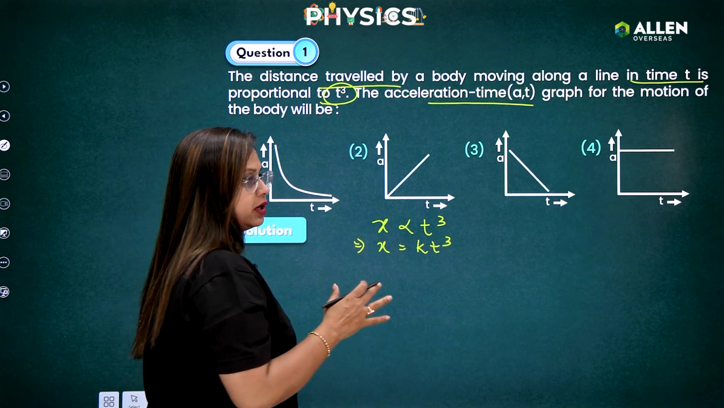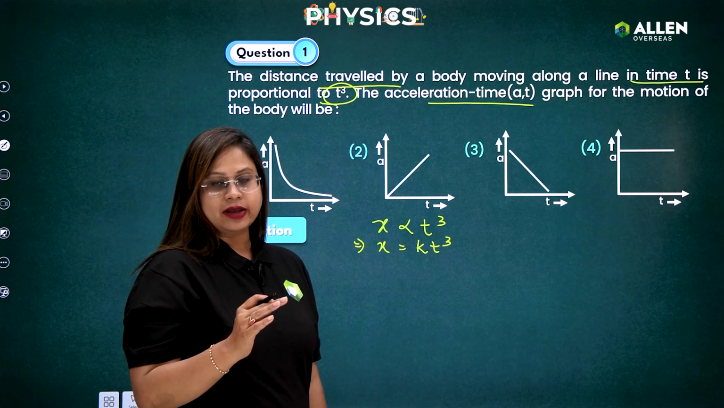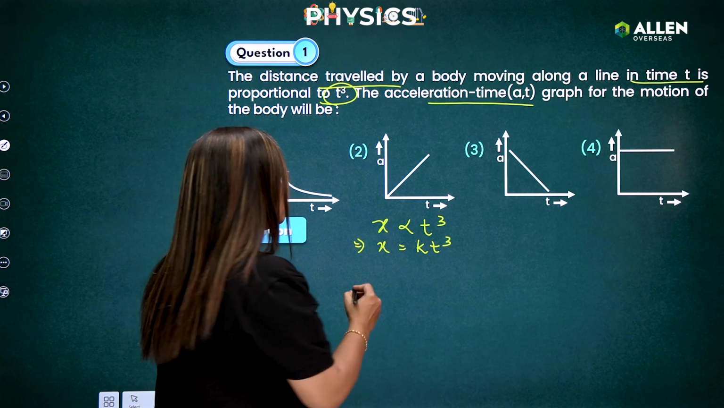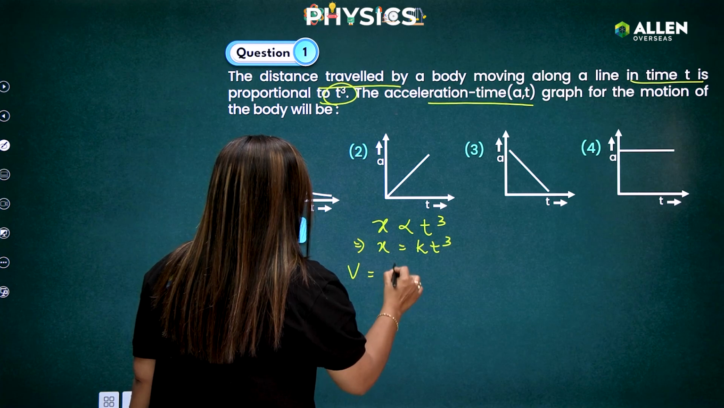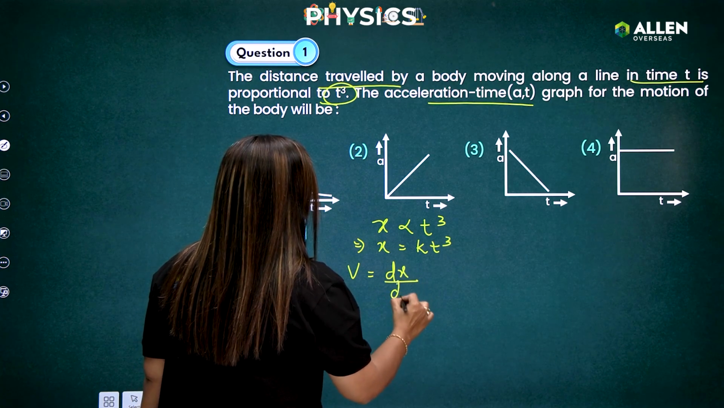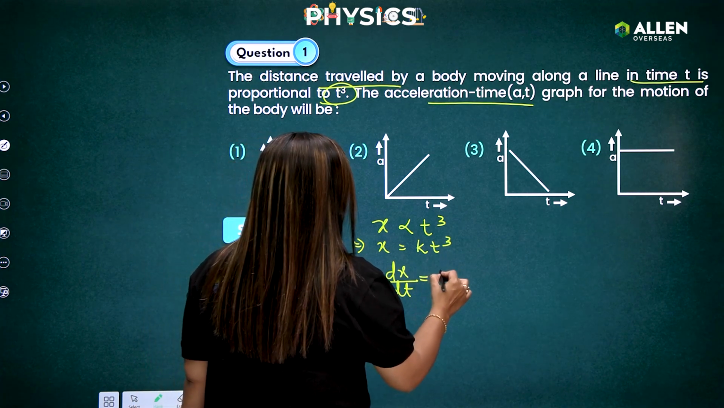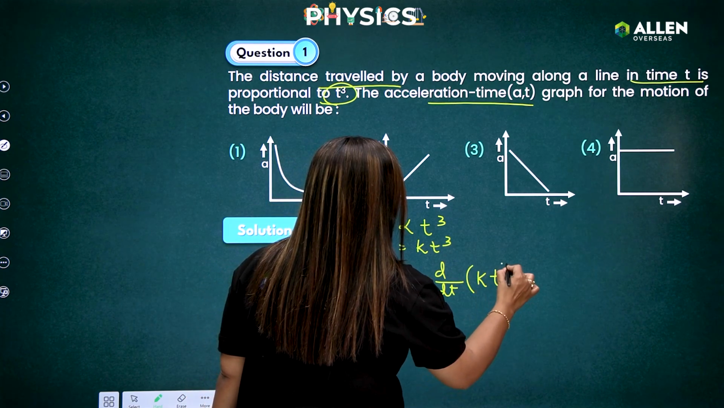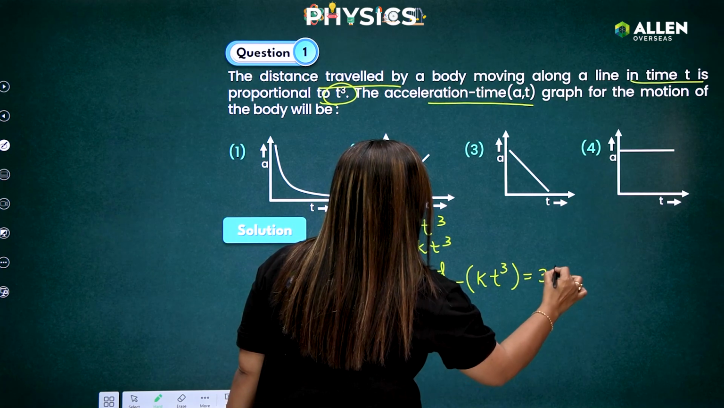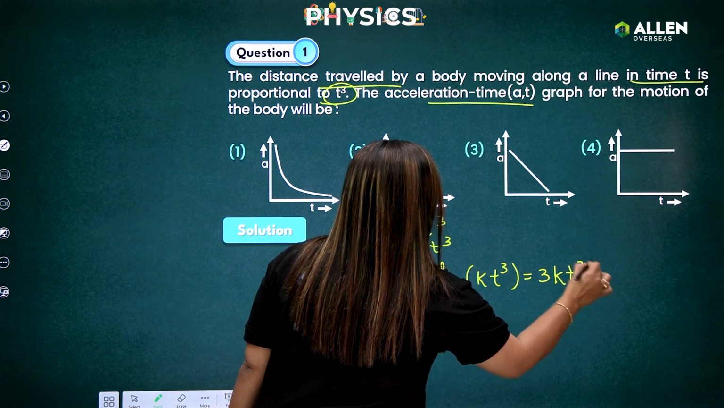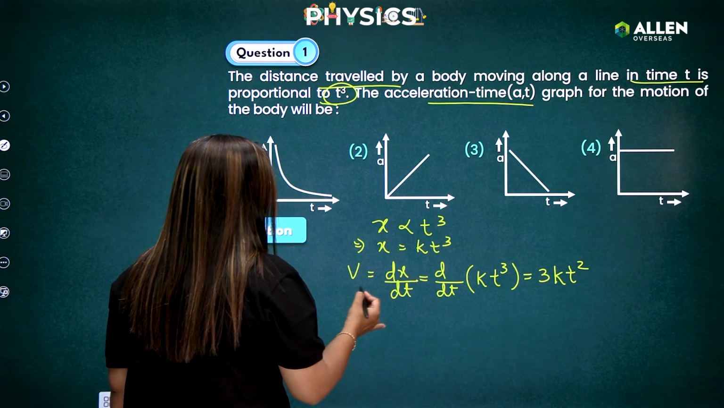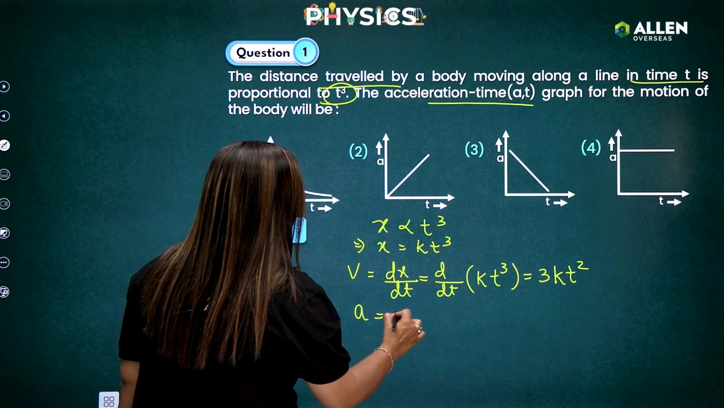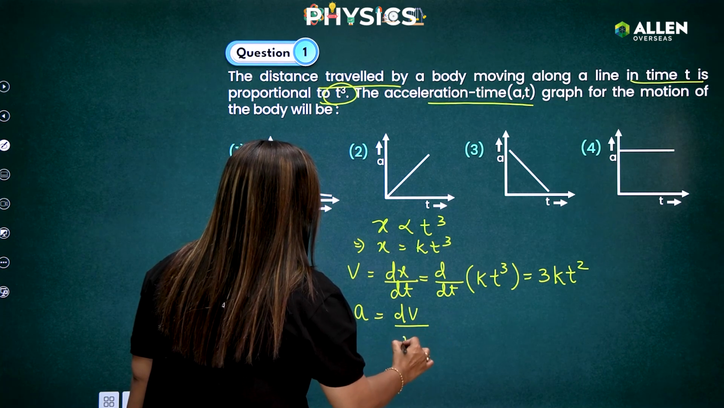Now in order to find out the velocity as a function of time, because we cannot directly reach the acceleration, v is equal to dx/dt. This is d/dt of k t to the power 3. This is equal to 3k t square. Now in the next step, we have to find out the acceleration. So what we have to do? We have to differentiate this with respect to time.